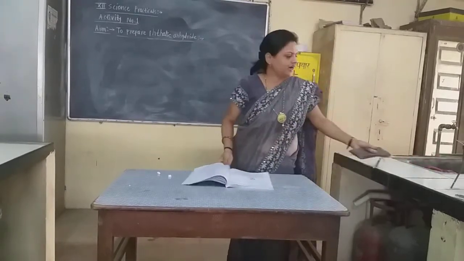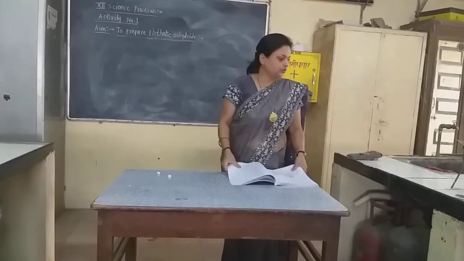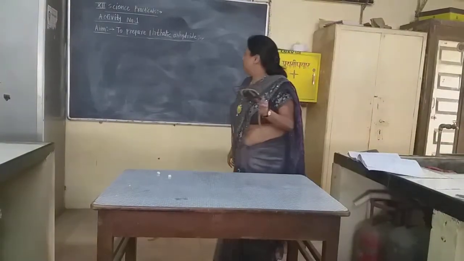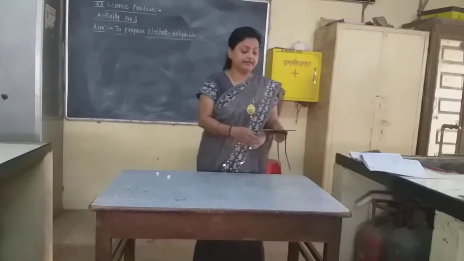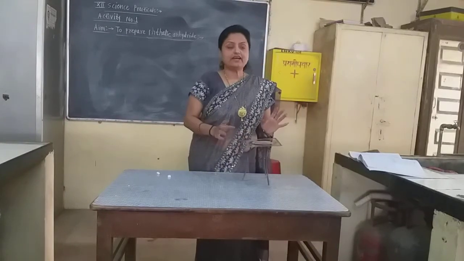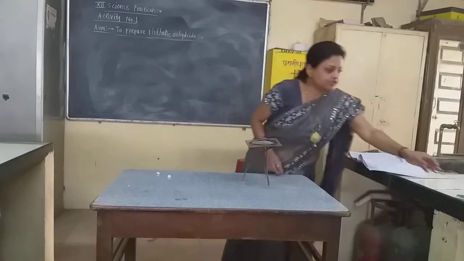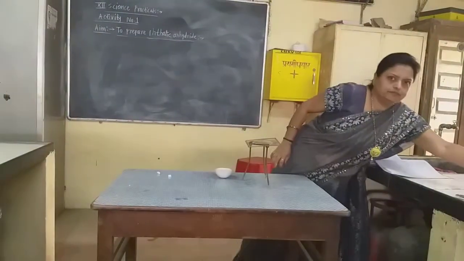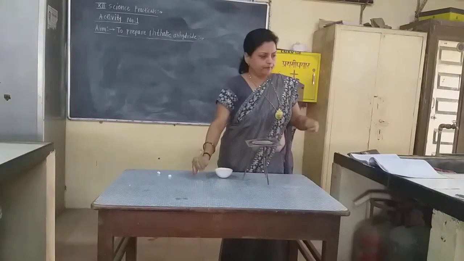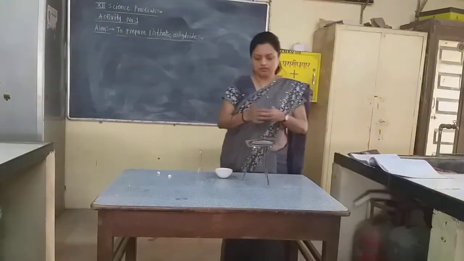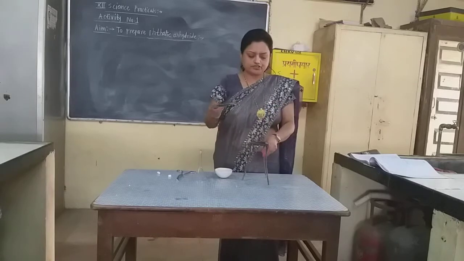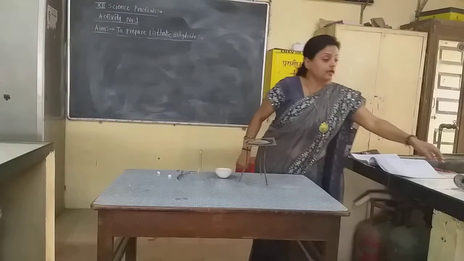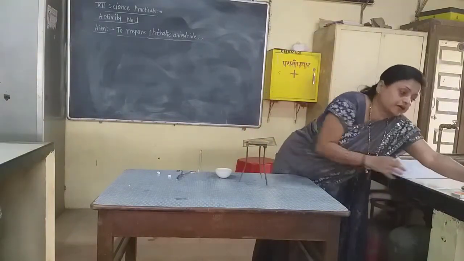Now today we are doing activity number 1, that is to prepare phthalic anhydride. For that we require the apparatus: an evaporating dish, this funnel, a pair of tongs, this wire gauze, a tripod stand, and we also require a burner, and filter paper.